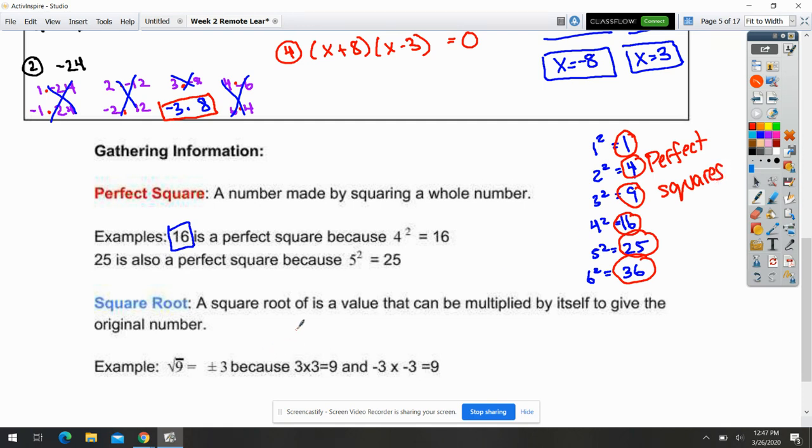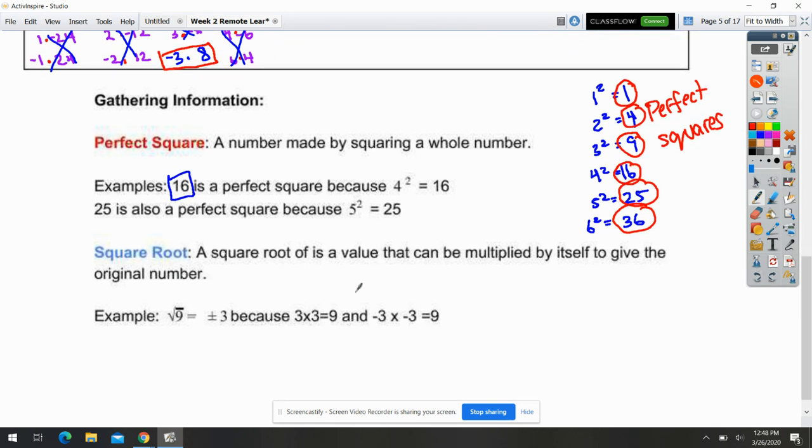So a square root. The square root of a value is a value that can be multiplied by itself to give you that original number. Okay, so for example, the square root of 9 equals positive and negative 3 because 3 times 3 equals positive 9 and negative 3 times negative 3 equals positive 9.